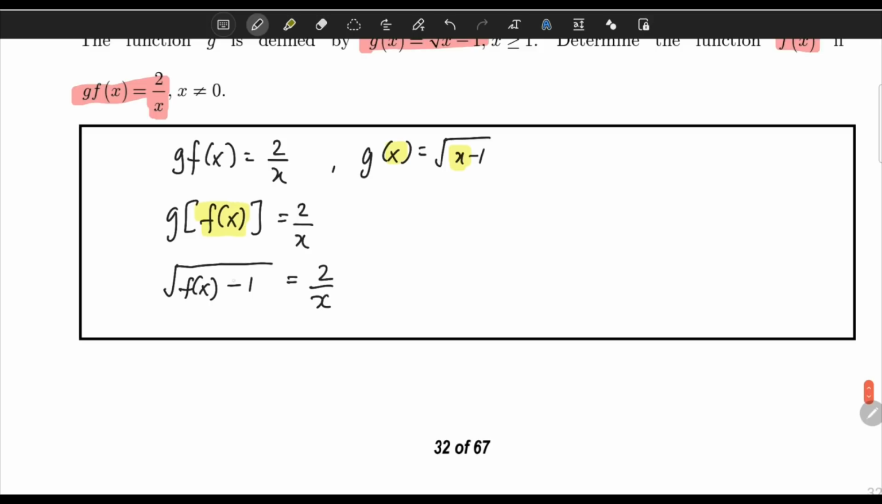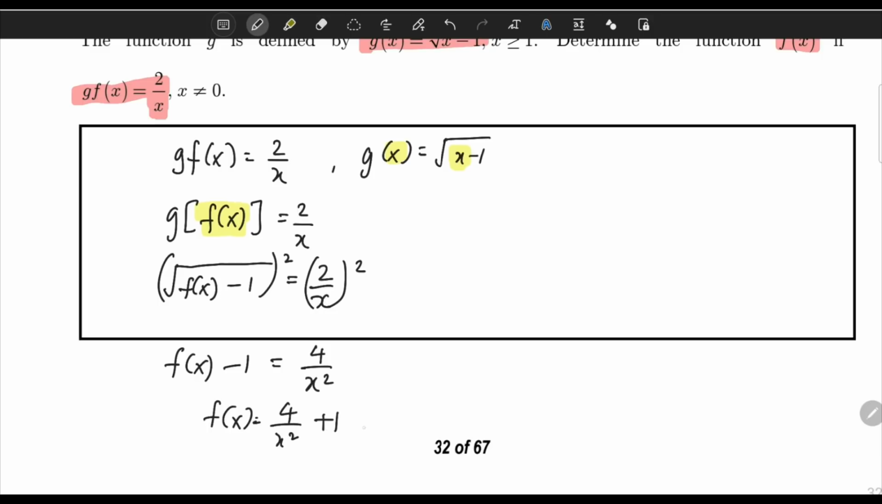Alright, so how do we eliminate the square root? So we are going to square both sides. So we will have f of x minus 1 equal to 4 over x squared. So hence f of x will be 4 over x squared plus 1. So meaning x cannot be 0.